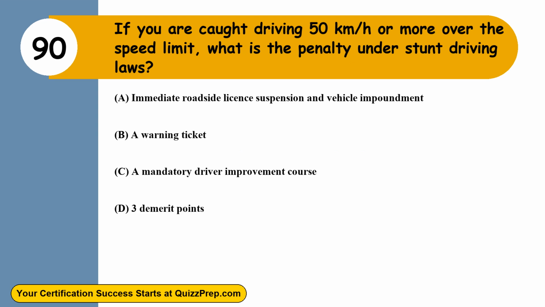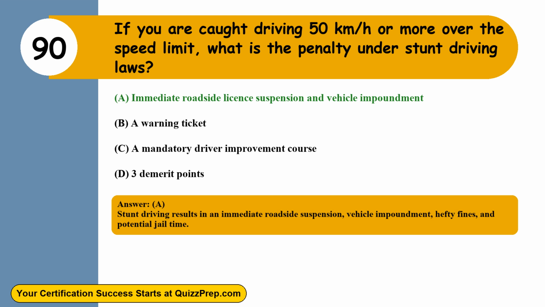Question 90. If you are caught driving 50 kilometers per hour or more over the speed limit, what is the penalty under stunt driving laws? Option A, immediate roadside license suspension and vehicle impoundment. Option B, a warning ticket. Option C, a mandatory driver improvement course. Option D, 3 demerit points. The correct answer is option A, immediate roadside license suspension and vehicle impoundment. Stunt driving results in an immediate roadside suspension, vehicle impoundment, hefty fines, and potential jail time.